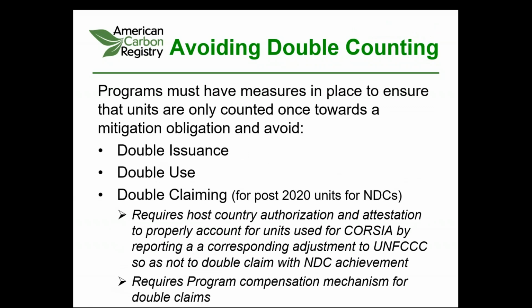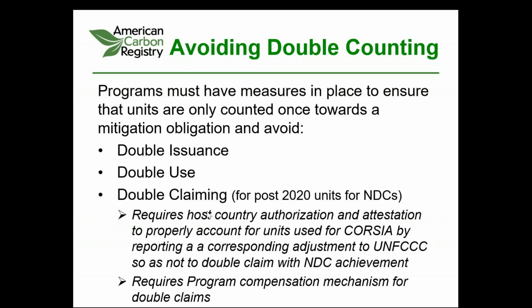As described earlier, the emissions unit criteria require that programs have measures in place to ensure that units are only counted once towards a mitigation obligation and avoid double issuance, double use, and double claiming. In the case of the Paris Agreement, double claiming is when the same emission reduction is counted towards the climate change mitigation effort of both an airline and the host country where the emissions reduction activity occurred. Starting in 2021, ICAO requires host country authorization and attestation to properly account for units used for CORSIA by reporting a corresponding adjustment to the UNFCCC so as not to double claim with NDC achievement.